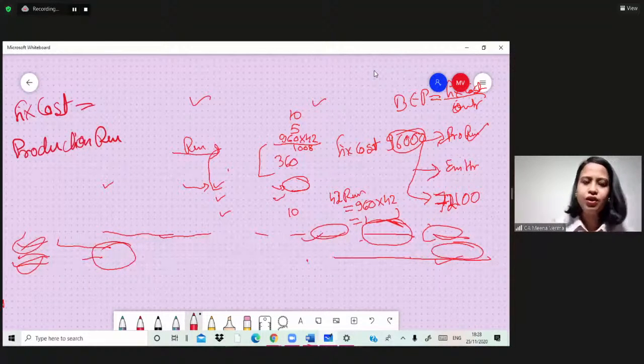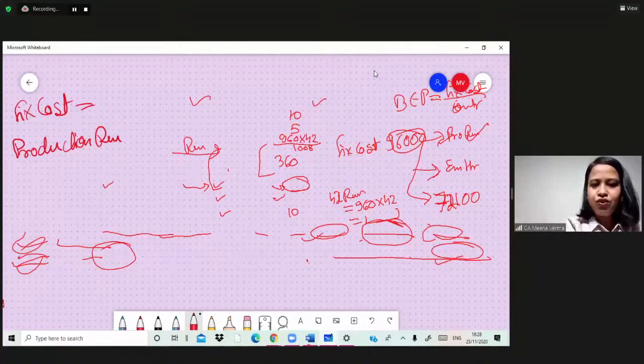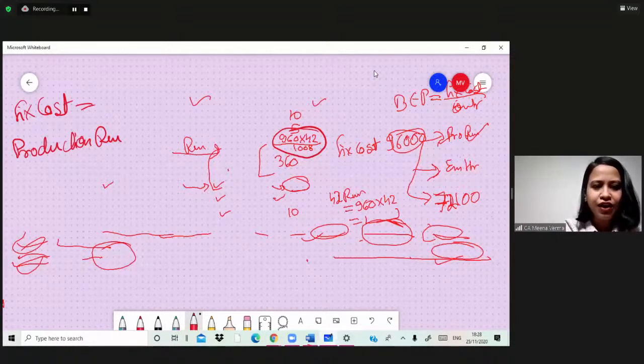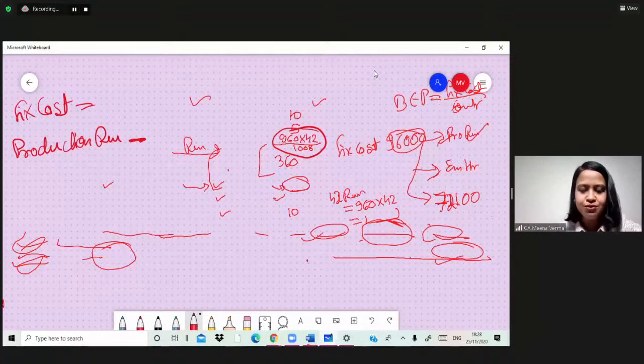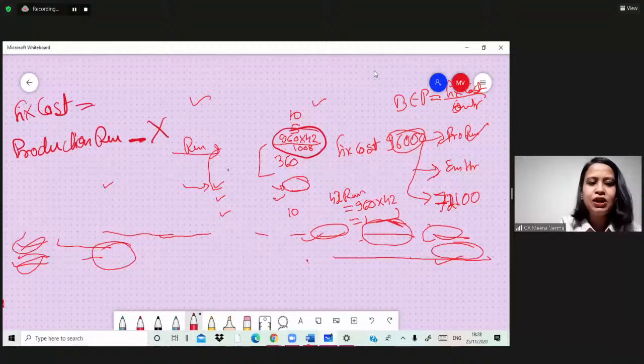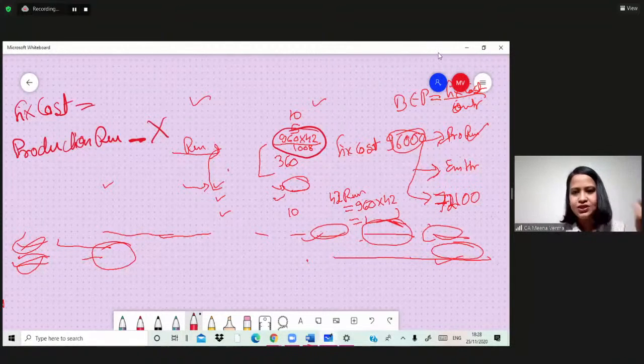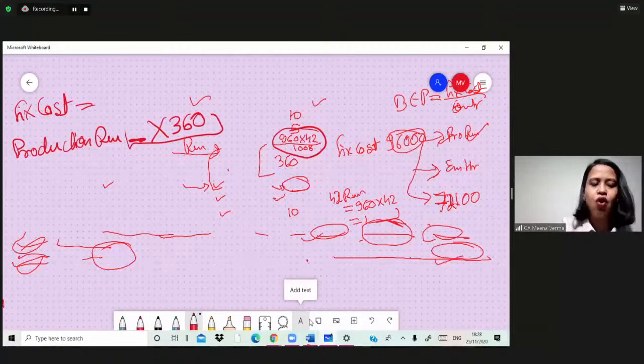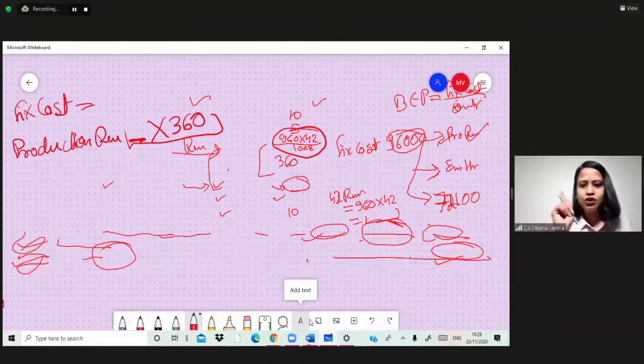How can you find it? You will first find the number of production runs. Give me the answer: what will be the value of production runs in the proposed system? And then we will multiply it with the cost of one setup or one production run. The cost of one setup or one production run is 360. It is mentioned. In this way you will get the value of fixed cost due to one cost driver.